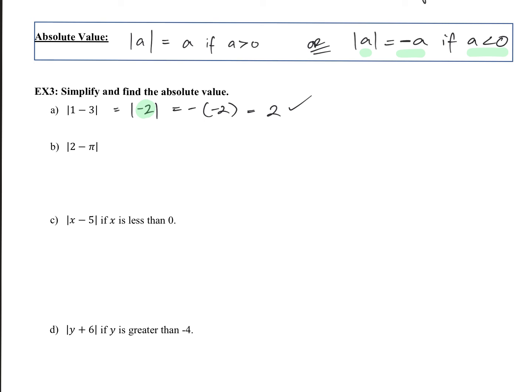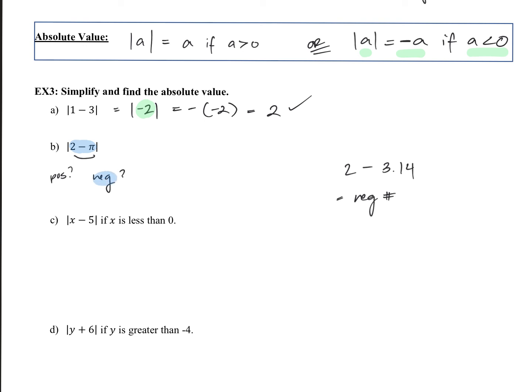Okay, let's take a look at the next one. Absolute value of 2 minus pi. You know what? I can't actually do the subtraction like I did before, so I need to think here. To get it out of the absolute value, I need to determine, was this originally positive or negative? 2 minus pi. Remember, the approximation for pi is about 3.14. So 2 minus 3.14 is going to end up being some negative number. So even though I don't know the exact value, I do know that it would be a negative.